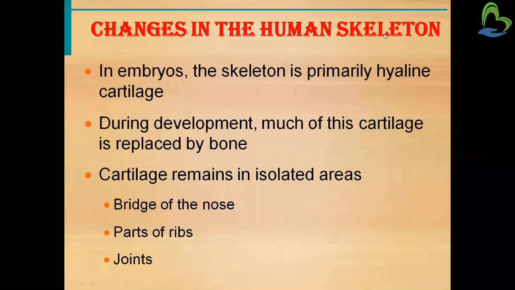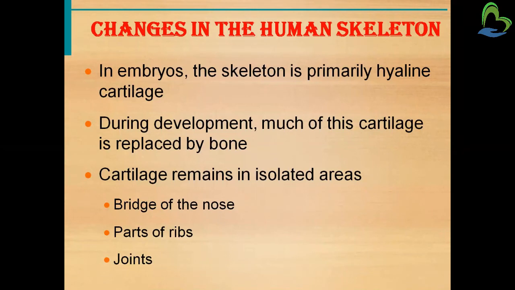And in some areas the cartilage remains in the isolated area, right? So in the nose, then parts of the ribs, then the joints, there is not bone; that is the cartilage, right?